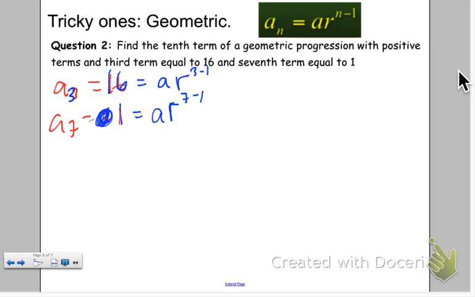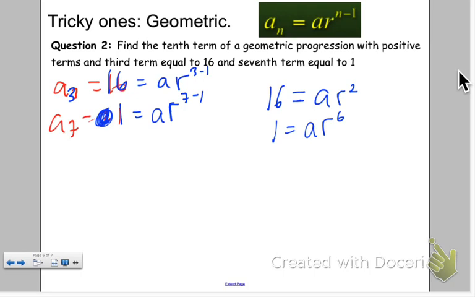So simplifying, we have 16 equals a r squared, and 1 equals a r to the 6th. Alright, so now how do we actually find the a and the r? It's not the substitution thing because it gets pretty cumbersome. So we're going to be actually kind of more clever than that.